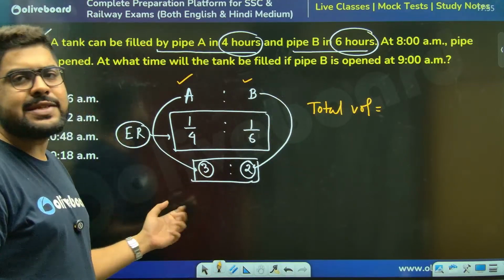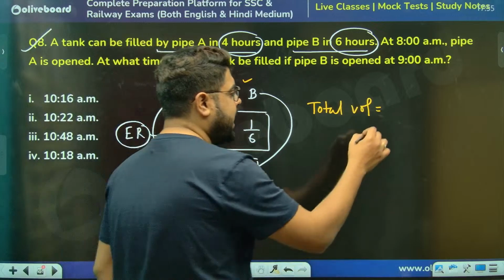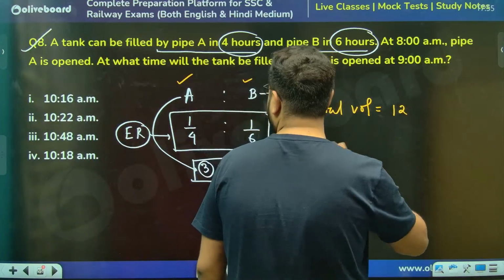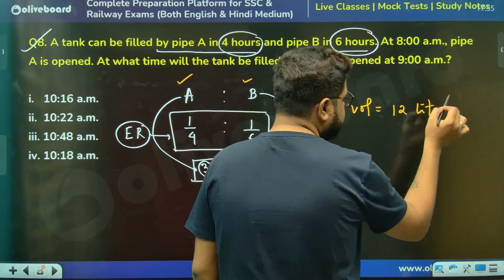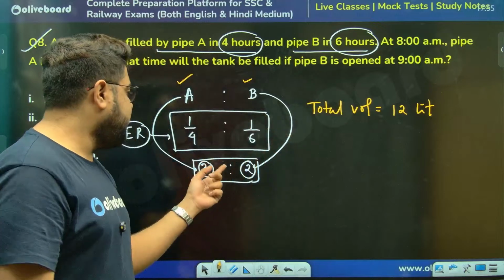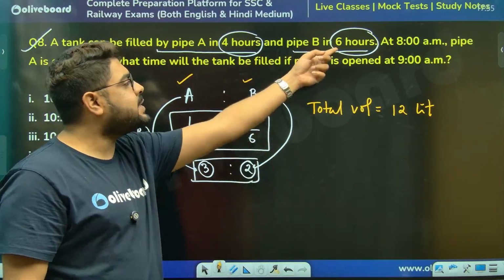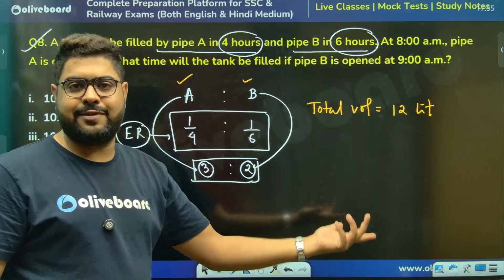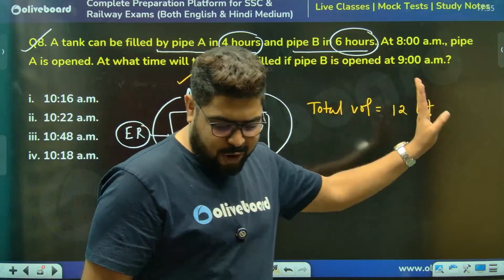Every hour A fills 3 liters. In 4 hours, A will fill 3 into 4, 12 liters. You can do it by B as well. B fills 2 liters every hour. B takes 6 hours, so 6 into 2, that is also 12. Anything goes. Both actually work.